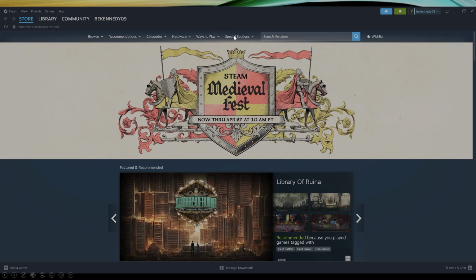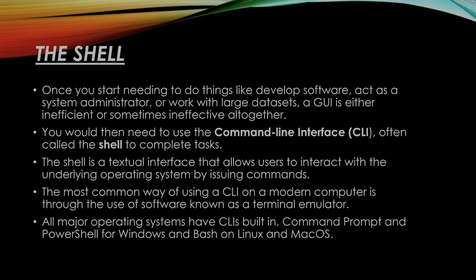You have the drop-down menus, the text boxes, an organized structure, and we have the shell, which is also called command line interface. This is actually the original way that people used to interact with their computers before GUIs were even a thing. Once you start needing to do things like develop software, act as a system administrator, work with large data sets, or many other tasks, a GUI either becomes inefficient or even ineffective completely, depending on the task. It's mainly a textual interface that allows users to interact with the underlying operating system by issuing commands.